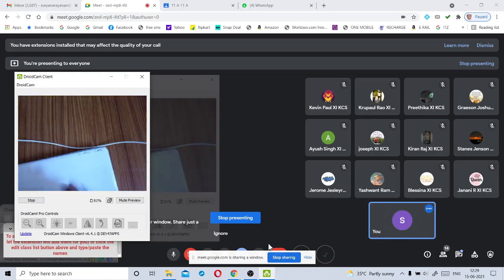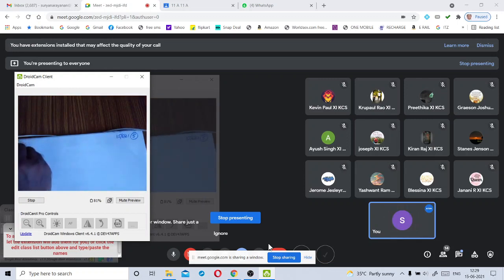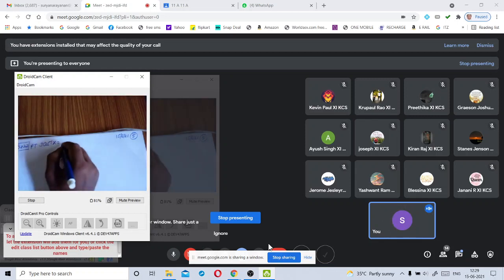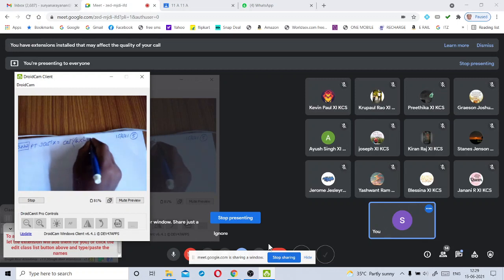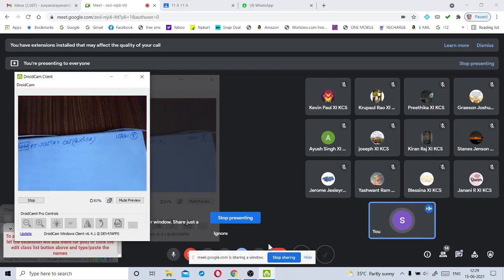And next question. Read the next question. What is the next question? Prove that 3 cos inverse x is equal to cos inverse of 4x cube minus 3x, where x belongs to the closed interval 1 by 2 to 1. Okay.